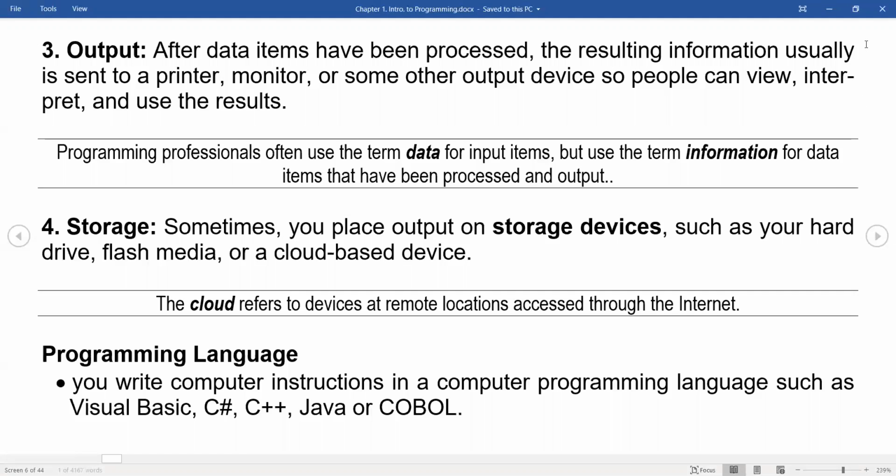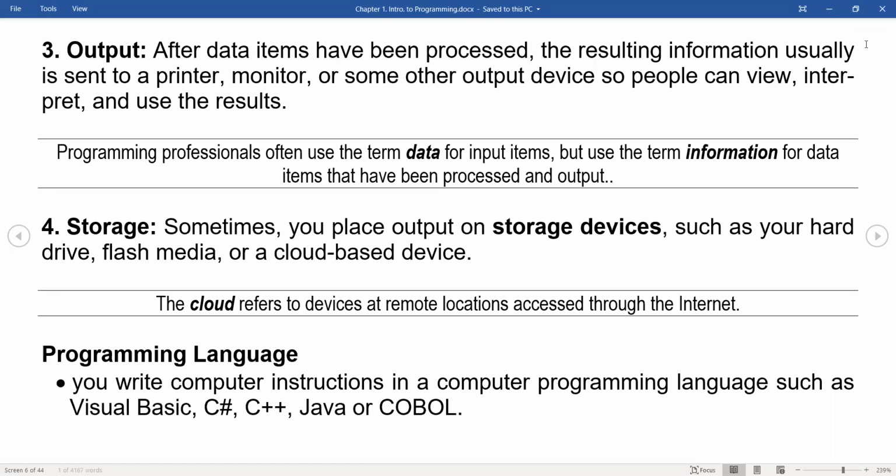So those are the four operations of a computer. We have input, processing, output, and storage. This is the basic. Others include other operations like maintenance, but these are just the four major functions.